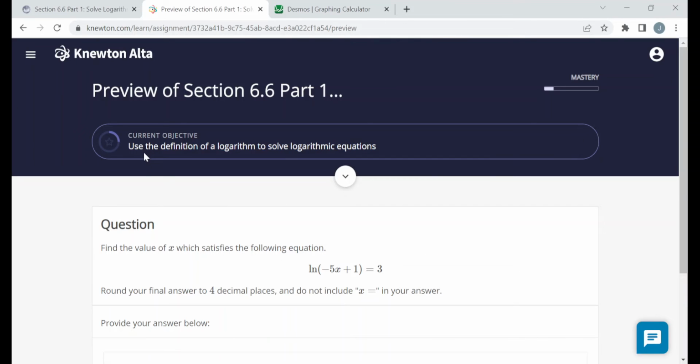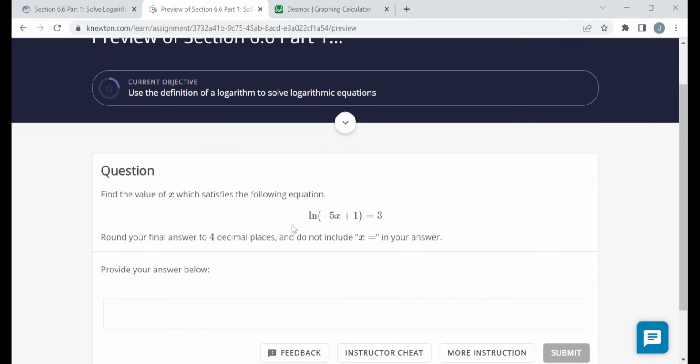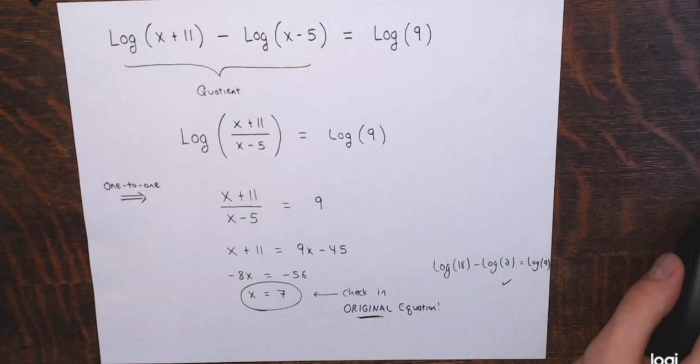Alright, so back to this one where we're asked to use the definition of a logarithm. This is again just changing from logarithmic form to exponential form and solving for the variable. Now this time, we have a natural log, a log base e. So we're going to have a calculation involving e. They're asking us here to round our final answer to 4 decimal places, the nearest 10,000th.